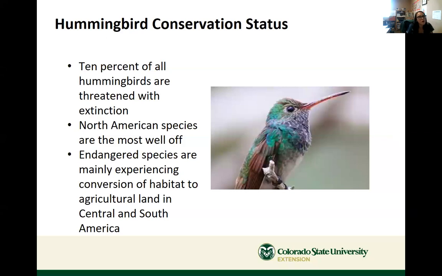10% of all hummingbirds are actually threatened with extinction right now, and that's worldwide. Actually, the species that are North American species are the most well off. It's kind of the Central and South American species that are really hurting right now. And the endangered hummingbird species are mainly experiencing the conversion of their natural habitats into agricultural land in Central and South America. So that's the big thing right now for those Southern American birds and what's really harming them.